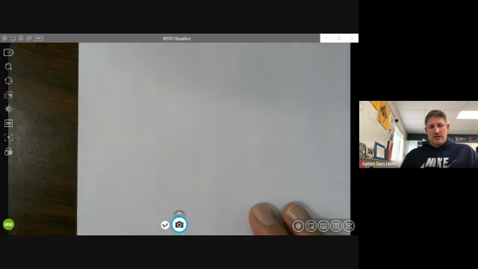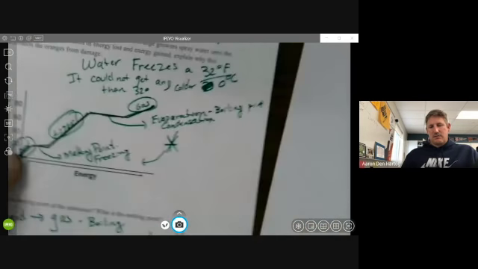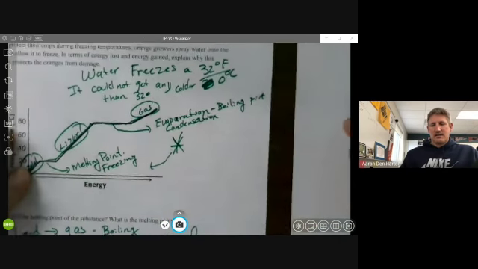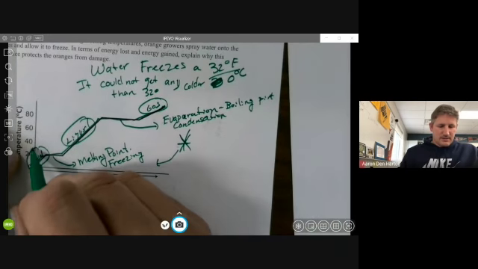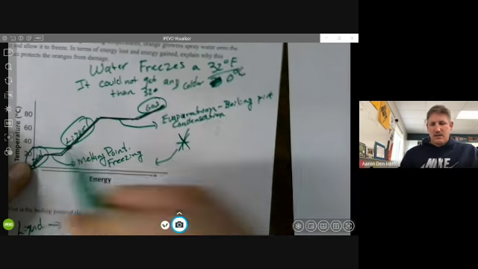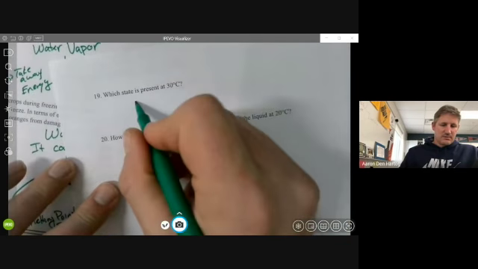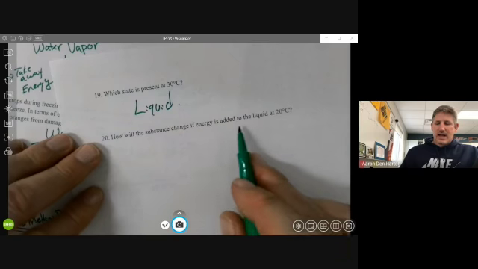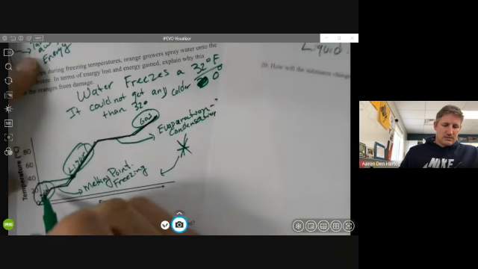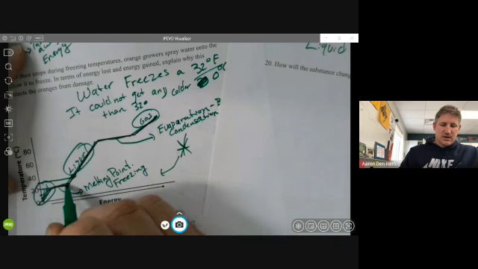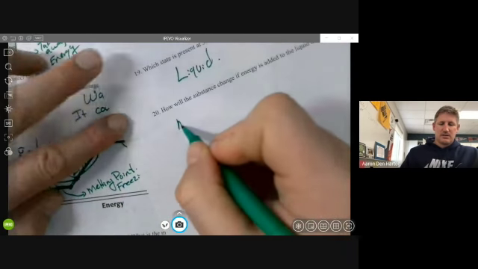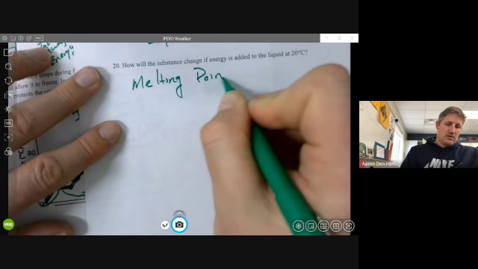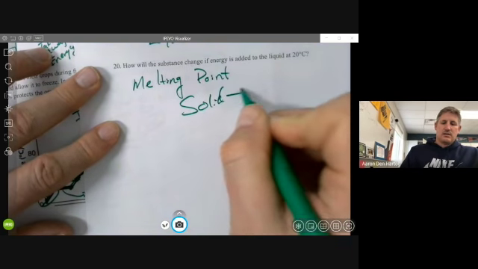All right, two more questions here. Now we always think that this is water, but it doesn't have to be water. It can be anything. It says, what state is present at 30 degrees? So I would say 30 degrees right here. Well, that would be a liquid. How will the substance change if energy is added to the substance at 20 degrees? So at 20 degrees, we're at a solid, right? If I add more energy to it, what happens? It's its melting point. The solid is going to the liquid.